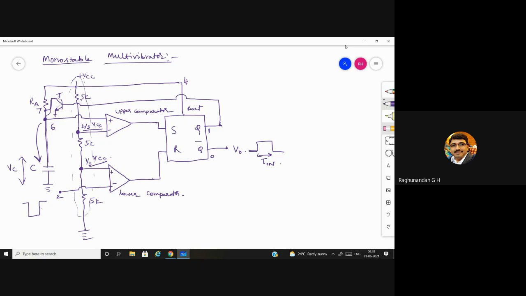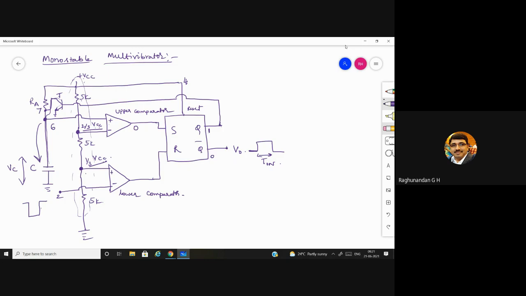When the capacitor is discharged completely, what should happen automatically? This node voltage, which is connected to the inverting terminal, becomes greater than pin 6. So during that time, the inverting terminal will be greater compared to the non-inverting terminal, so the output goes to 0. Output goes to low.